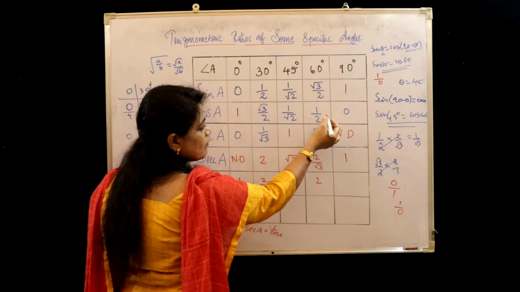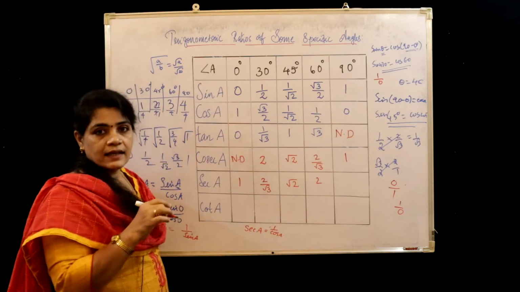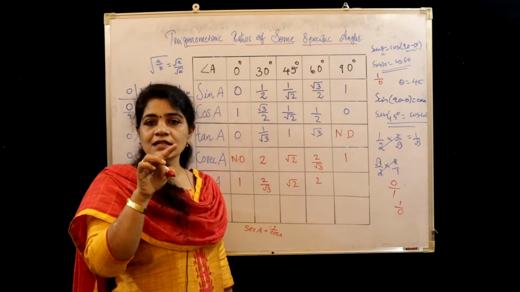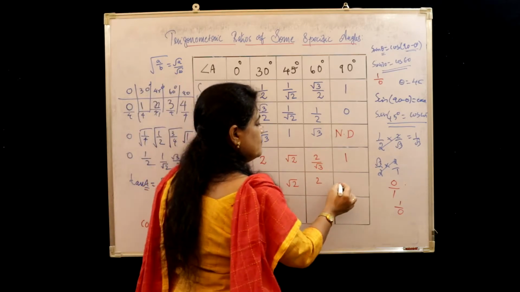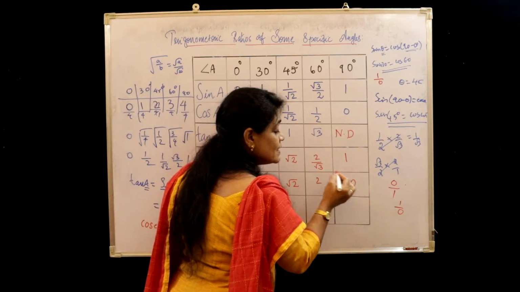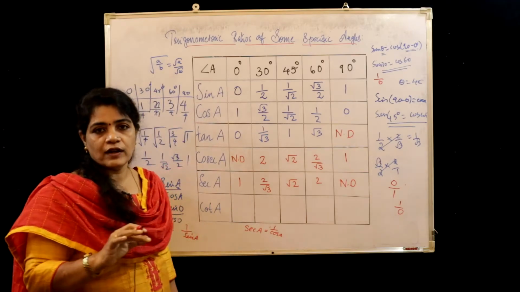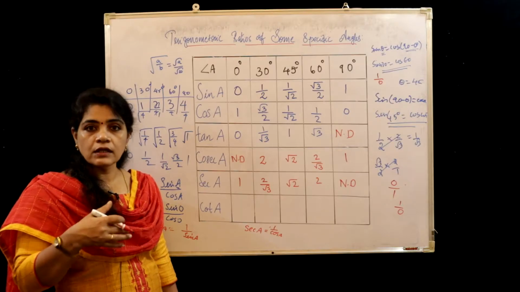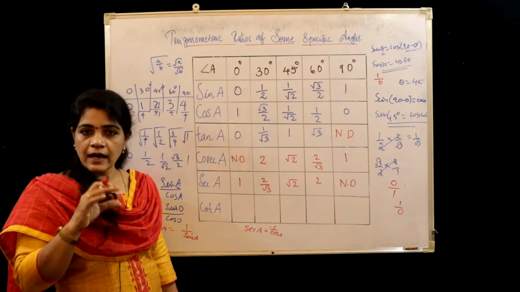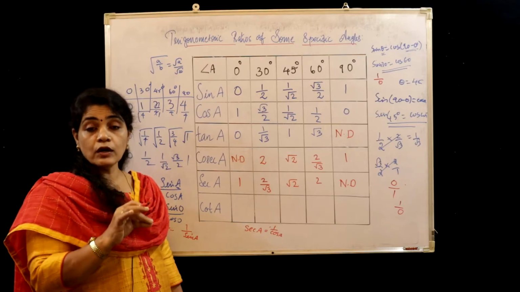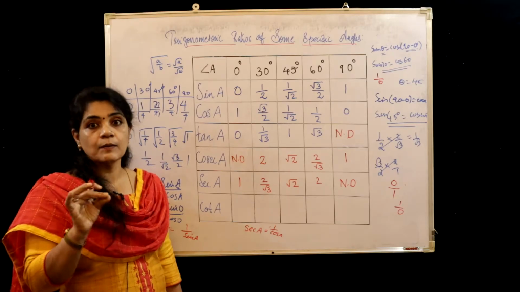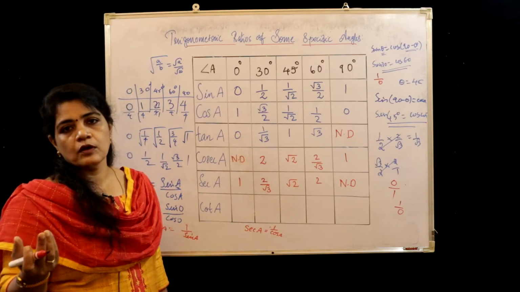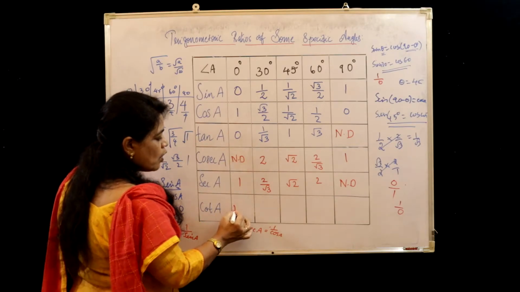And finally, in order to get the value of sec 90, what is cos 90? 0 means 0 by 1, its reciprocal is 1 by 0, which is not defined. So sec 90 also is not defined. And the last row, that is cot, we are applying the same idea, take the reciprocal, because cot A is 1 by tan A, the reciprocal relation. So I am going to take the reciprocal. What is the reciprocal of 0? Not defined.